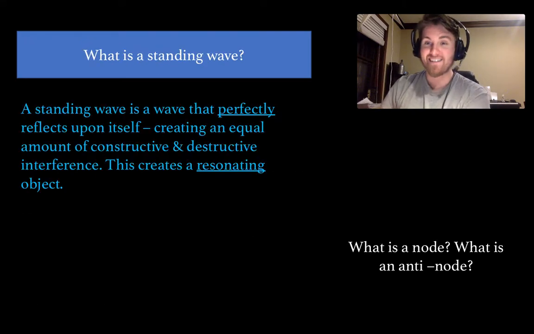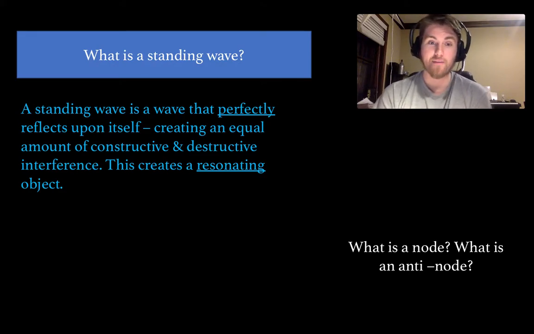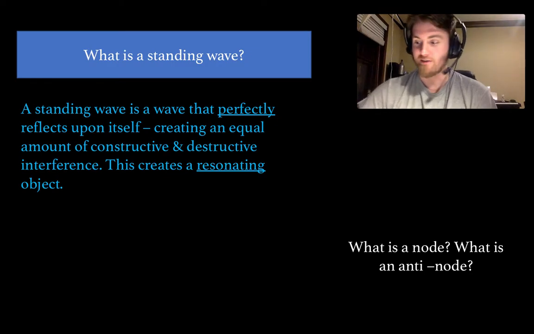So what is a standing wave? First off, let me give you the definition, and then I'm going to draw one with you when we're trying to figure out exactly what it is. So a standing wave is something in physics. You know that there's types of constructive and destructive interference. And a standing wave is a perfect example of constructive and destructive interference happening at the exact same time. And what it does is it creates a resonating object. So let me show you what that looks like.